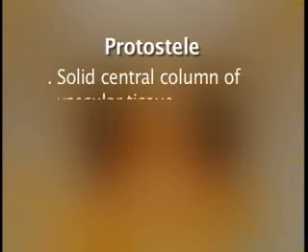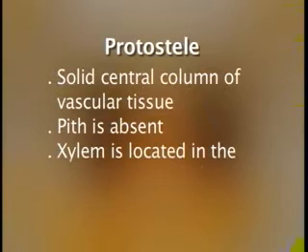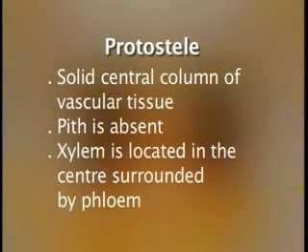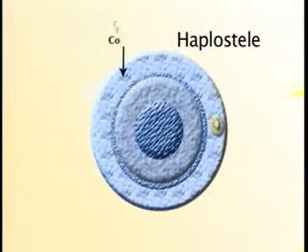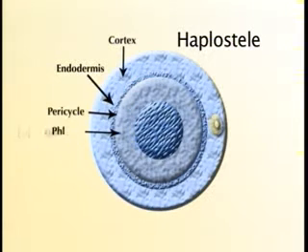Protostele. This is the simplest type of stele. It consists of a solid central column of vascular tissue. Pith is absent. Xylem is located in the center, surrounded by phloem. On the basis of shape of the xylem, the following types of protosteles have been recognized. Number 1, haplostele. This type of protostele has a smooth core of xylem surrounded by a uniform layer of phloem.